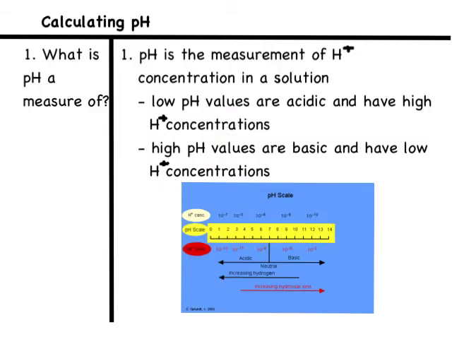So our first question is, what is pH a measure of? When you measure the pH of something, what are you actually measuring? pH is a measurement of the hydrogen ion concentration. So it's how many hydrogen ions are floating there in the solution. That's what pH is. Those solutions with a low pH are what we call acidic.